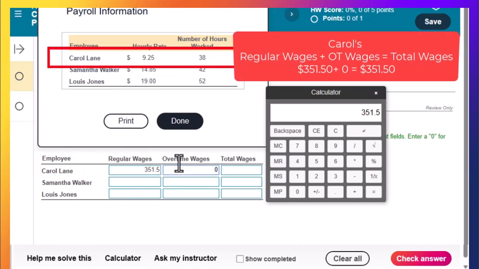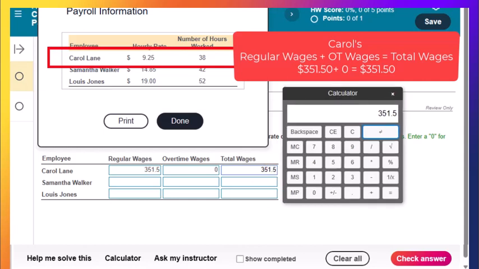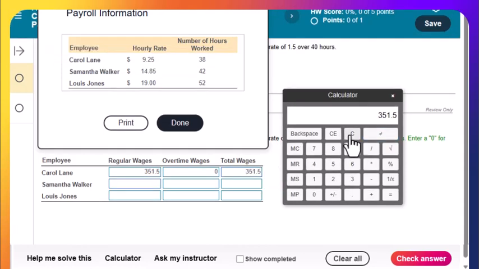So then, because we have 0 overtime wages, if we add that on there, it's also $351.50 for Carol's total wages. So we're going to go ahead and clear out the calculator here and move on to Samantha Walker.